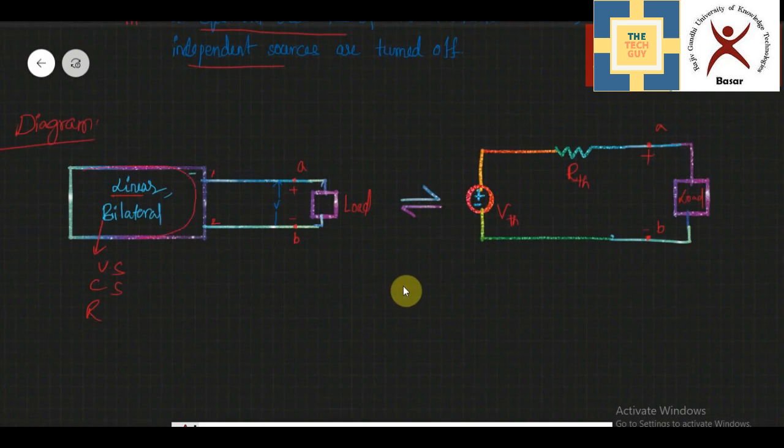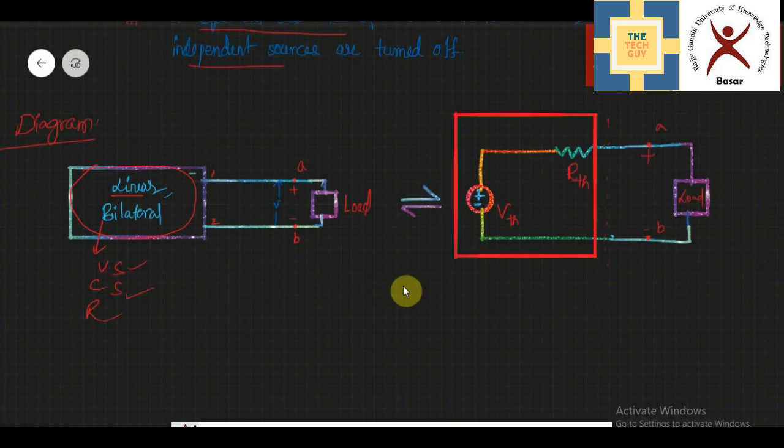This box contains so many voltage sources, so many current sources, so many resistance elements. We are going to connect a load to this box. This box is going to be converted into a small circuit consisting of a voltage source in series with a resistance, like this one. We are changing this linear bilateral circuit into a simple circuit consisting of a voltage source in series with a resistance. You can see this box is replaced with a voltage source in series with a resistance.